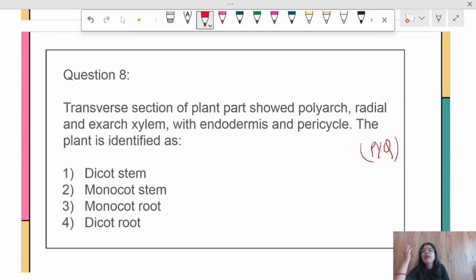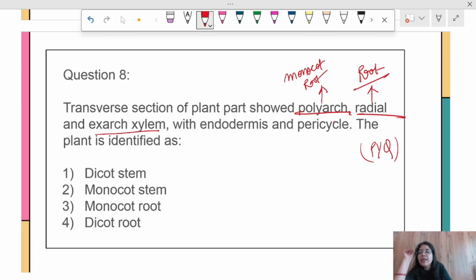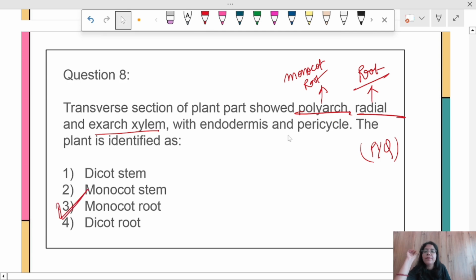Now, transverse section of this is a PYQ. Transverse section of plant part showed polyarch, radial, and exarch xylem. Okay, polyarch condition, radial. Radial, so you understood. This is talking about root. Polyarch, you understood. Poly means multiple, like more than 6. So it is talking about monocot root, right? And exarch xylem also you understood. It is talking about root. So this is an example of monocot root.